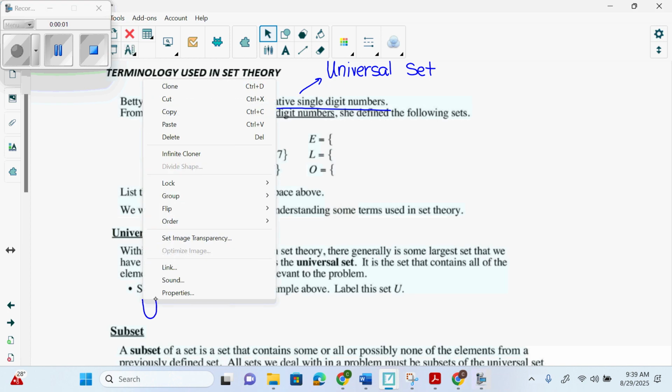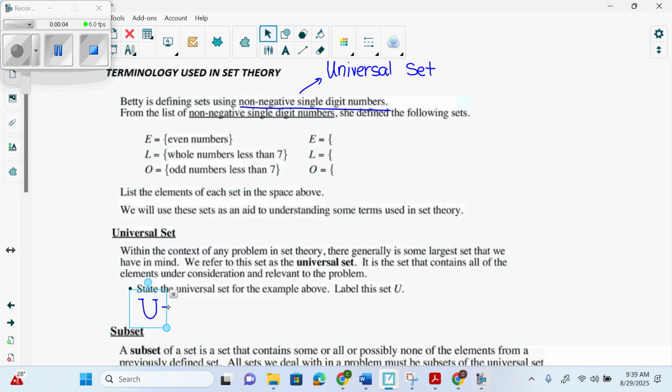The universal set, we do a little horseshoe like this, equals, and then we do squiggly brackets. So whenever we're listing what the elements are, we put them in a set. We put them in the squiggly brackets, okay? So the only numbers I can use are 0 to 9, and I'm listing those numbers. I put them in squiggly brackets. I say this is the set U. U's capitalized, so it's the set.